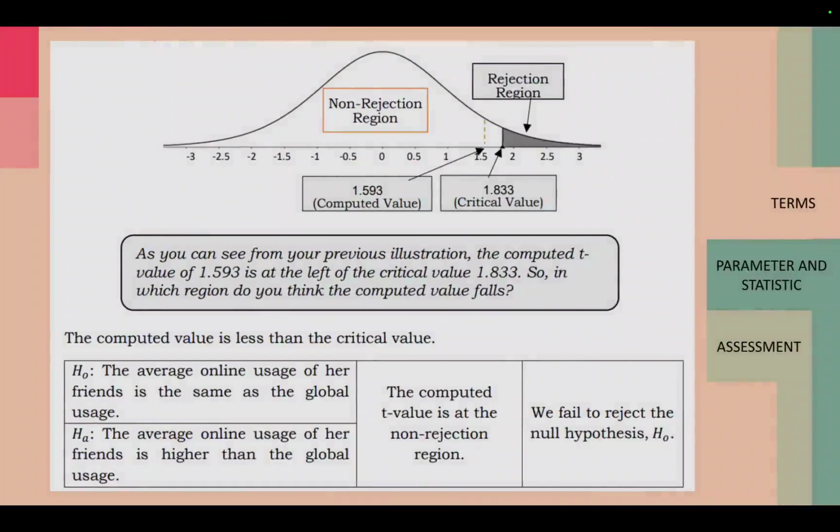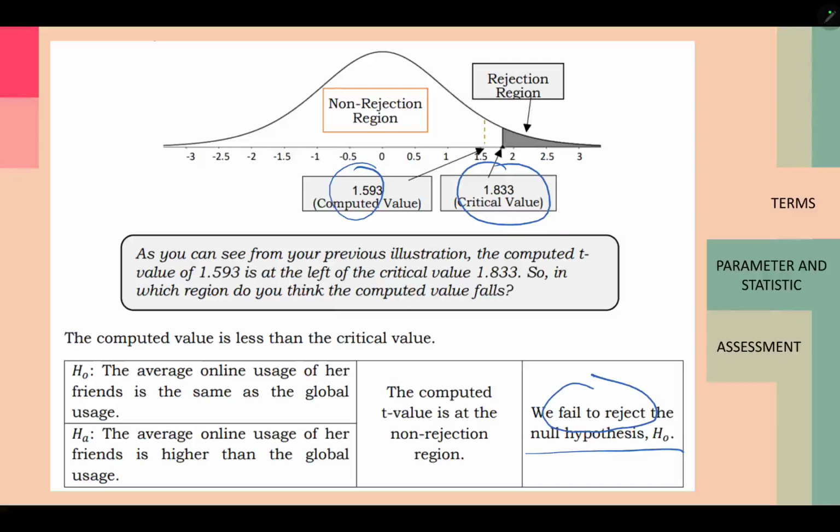So what we did earlier, this is the 1.833 critical value, and this is what we have computed, 1.593. If we plot it in our distribution, it is under the non-rejection region, in the white area. So we could say now that the null hypothesis will not be rejected, and on the other hand, we will reject the HA. Okay? So, how do we conclude this one? We are in the non-rejection region, meaning we will fail to reject the null hypothesis.